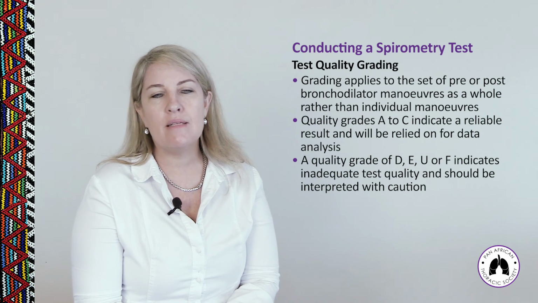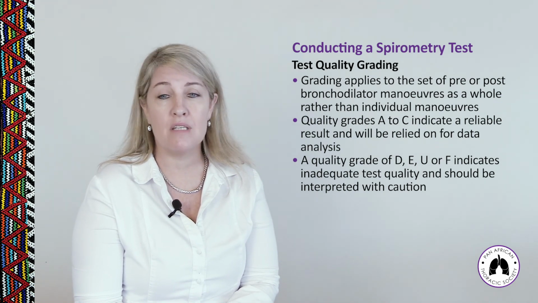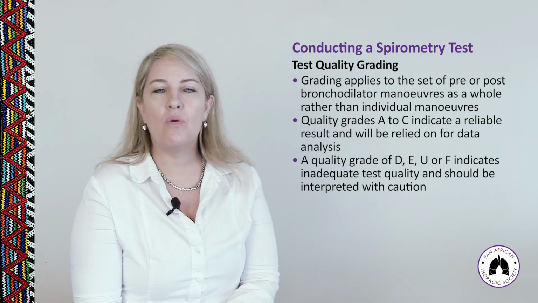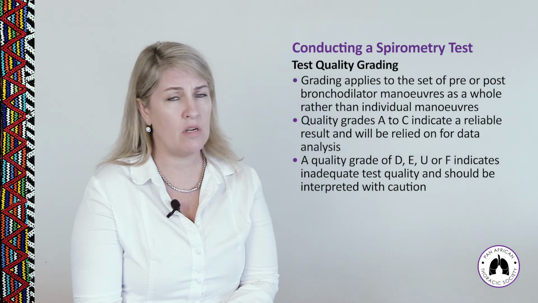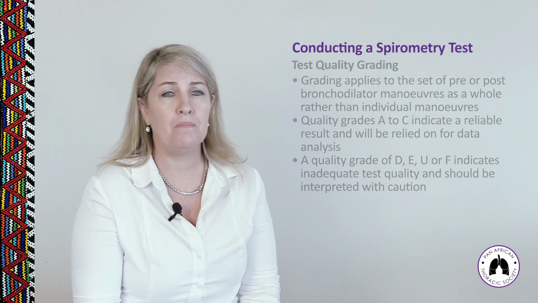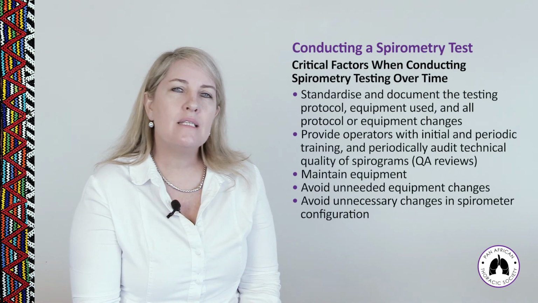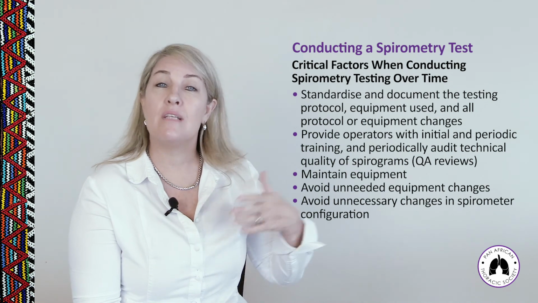Quality grades A to C indicate a reliable test result and will be relied on for data analysis. And then quality grades D, E, U, or F indicate inadequate test quality, and those should be interpreted with extreme caution. So let's look at some of the critical factors when conducting spirometry testing over time.